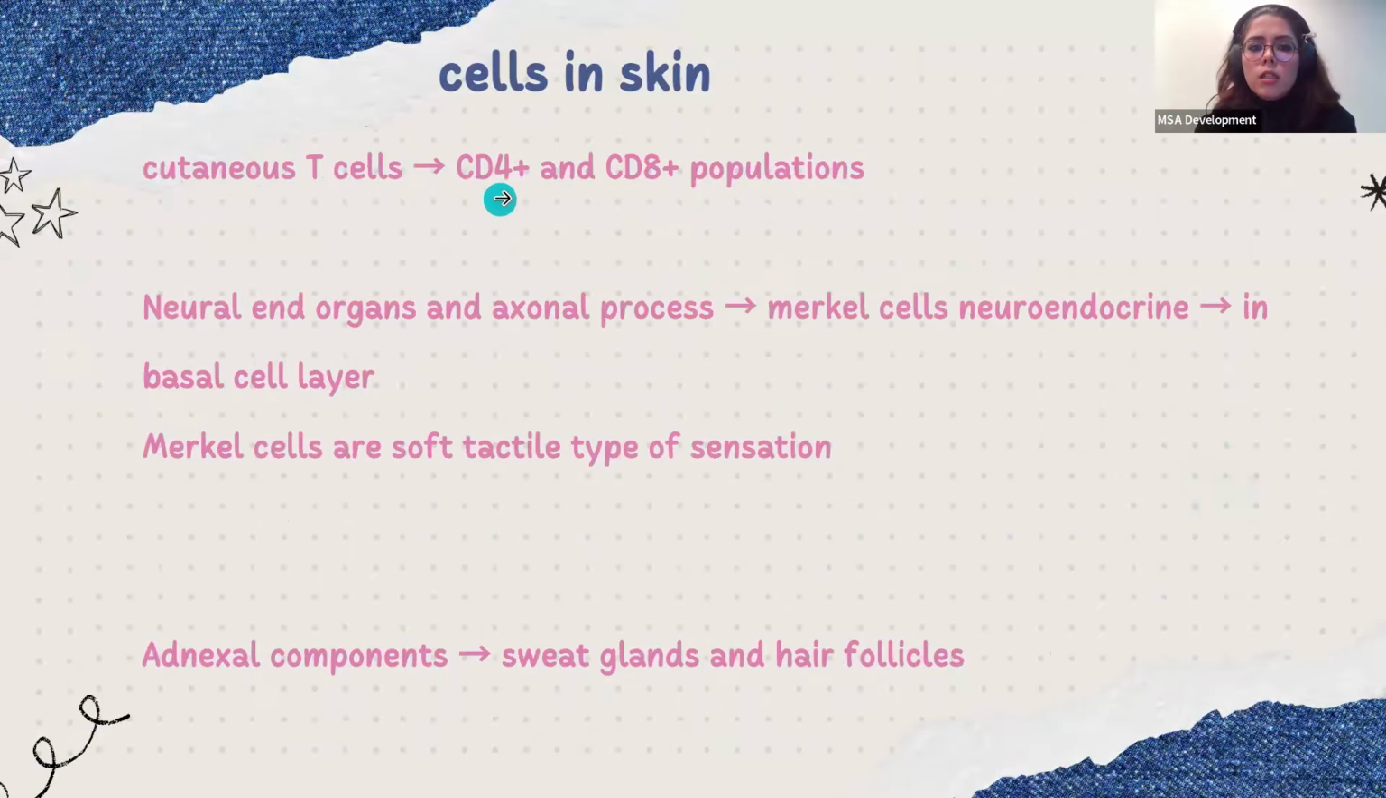Cutaneous T cells, there are CD4 positive and CD8 positive populations. There are also neural end organs and axonal processes, Merkel cells, and neurogranular.